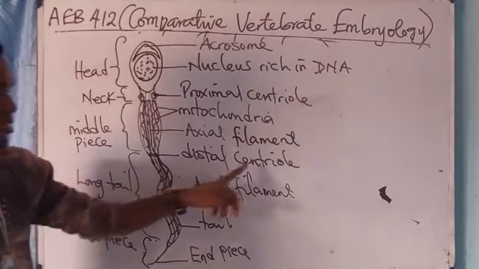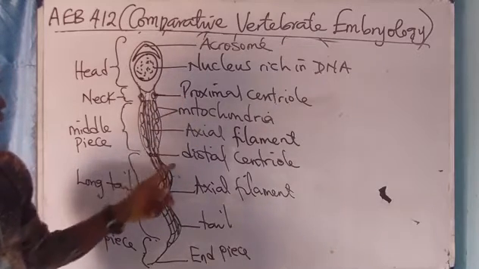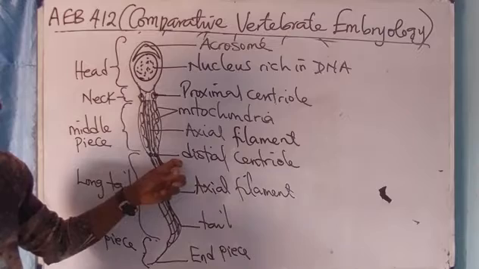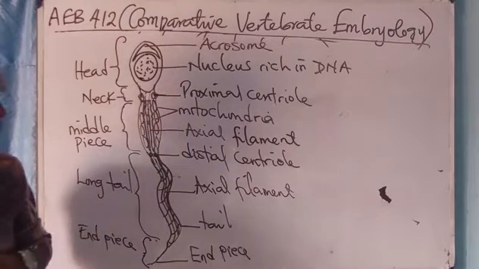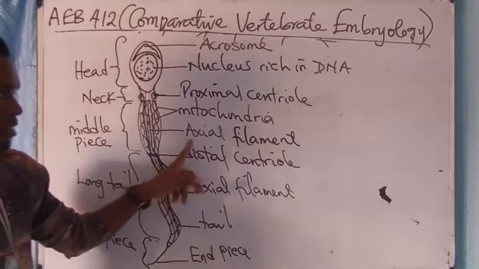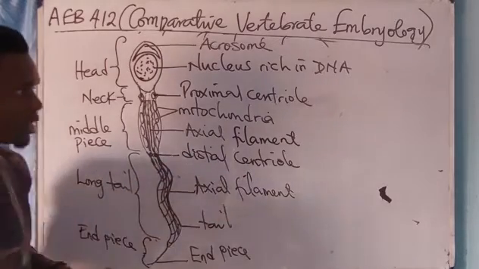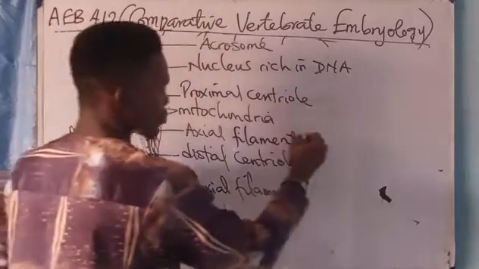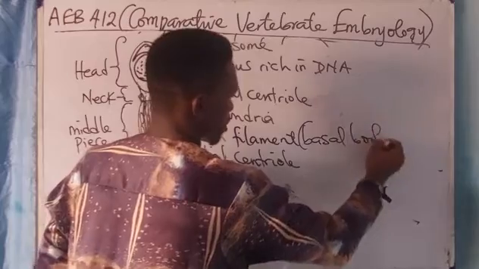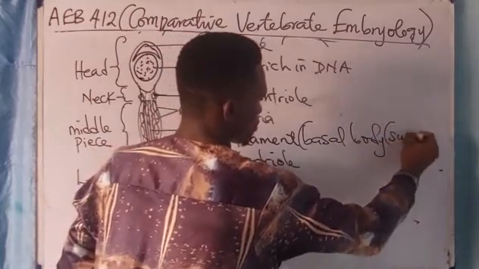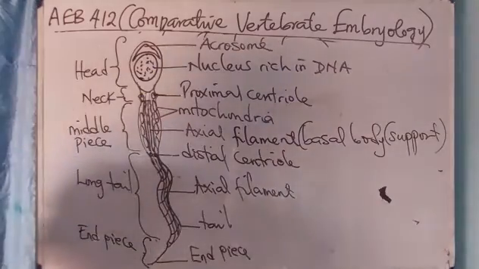Now, the distal centriole is perpendicular to the proximal centriole. Now, the axial filament is produced by the distal centriole. Now, this axial filament is actually called what? The basal body, and it provides support.